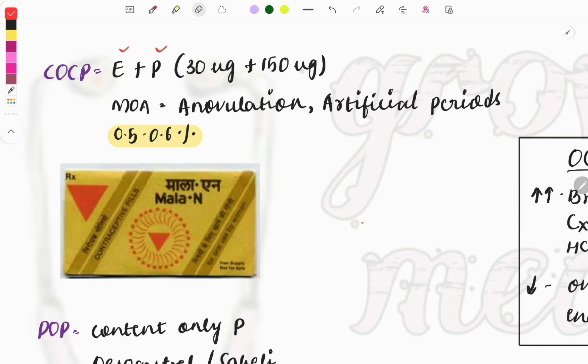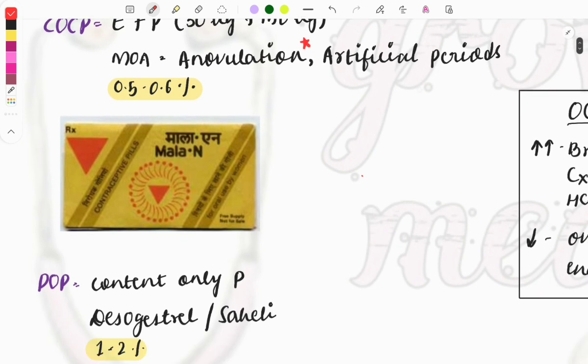According to it, combined oral contraceptive pills are designed in a way that the dosage is given from outside, in a very little amount, and this causes anovulation. Anovulation means artificial periods. Actual ovulation will not occur, because we are just giving a small dose of 30 microgram, which is just needed for proliferation and will not cause ovulation. And if there is no ovulation, there cannot be pregnancy. So anovulation causes artificial periods.